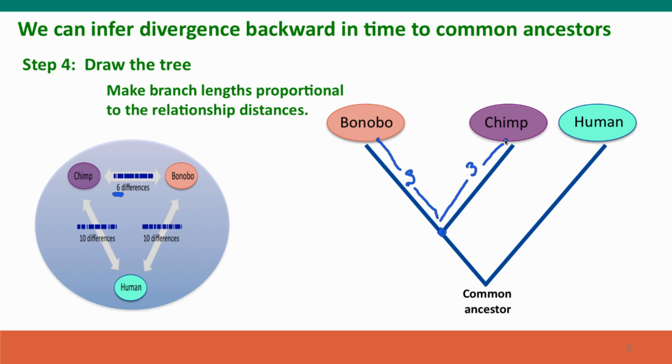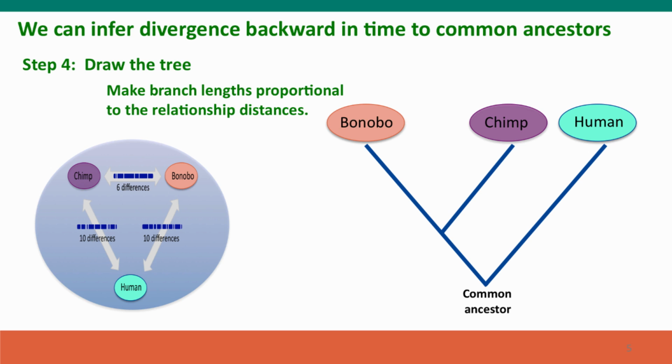But the important thing is, how do we draw the branches? Where do we put the common ancestor? So now we say, okay, but there's 10 differences between human and chimp, and 10 differences between human and bonobos. How are we going to draw that? Well, if there's 10 differences from this ancestor, then we should draw 5 differences that arose along this branch, and then 5 more differences that arose along this branch. We've already accounted for 3 of those differences, so there's 2 more differences along here. So these branches are of length 3, this bit is of length 2, this bit is of length 5. This is a very, very simple tree, but this is the basic principle of inferring relationships.